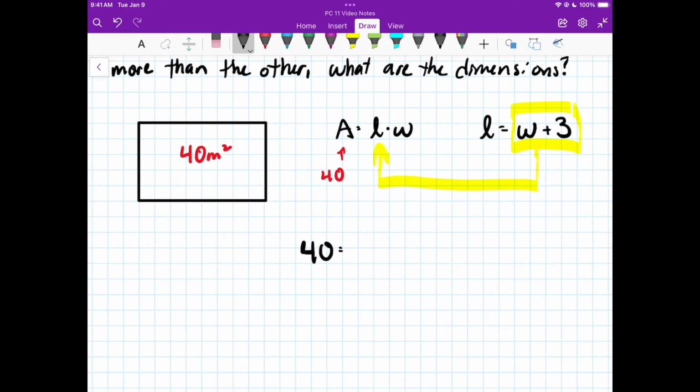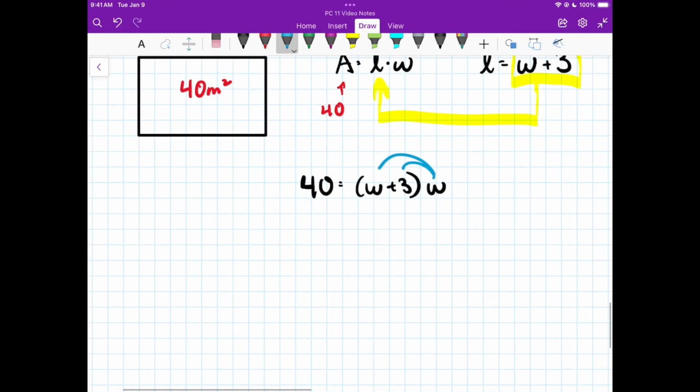Our length, we're going to say, is w plus 3. And then our width is just w. And so here's our equation we need to solve. So the first thing we're going to do probably is get rid of those brackets by distributing the w. And so we've got 40 equals w squared plus 3w. And so this is quadratic.